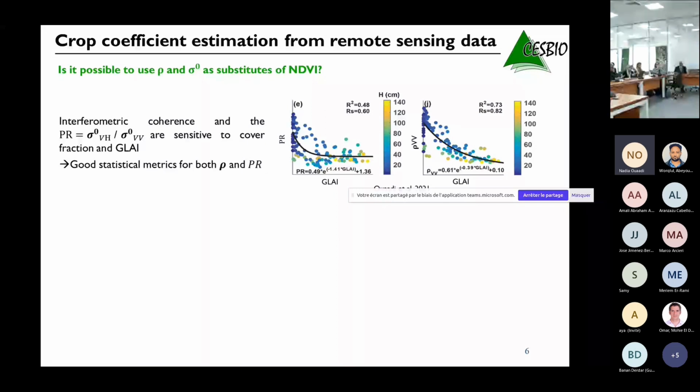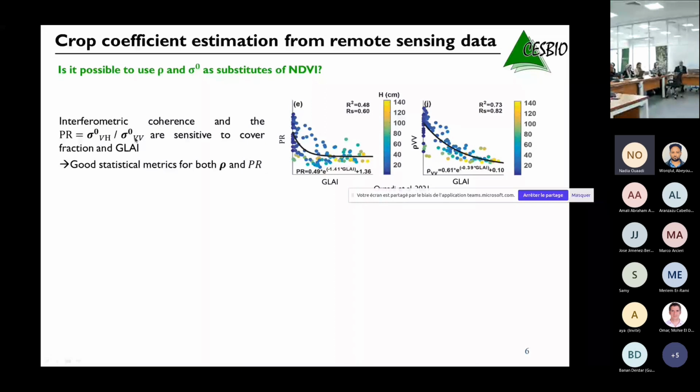Based on the results of our earlier work, we have obtained good relationships between radar variables and green leaf area index, namely the interferometric coherence and the polarization ratio, which is defined as the ratio of the backscattering at VH polarization to the backscattering at VV polarization.